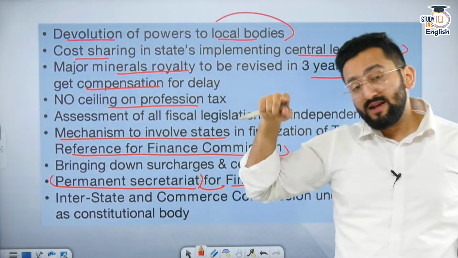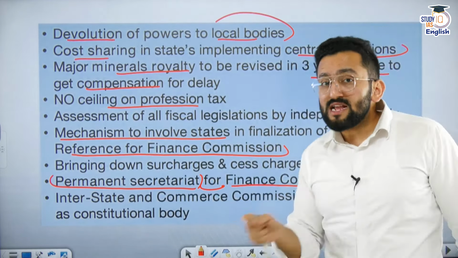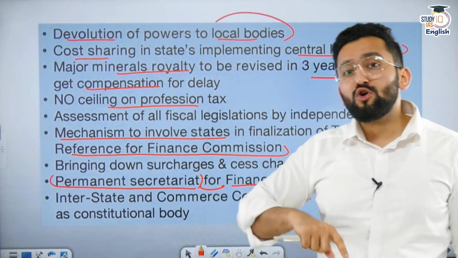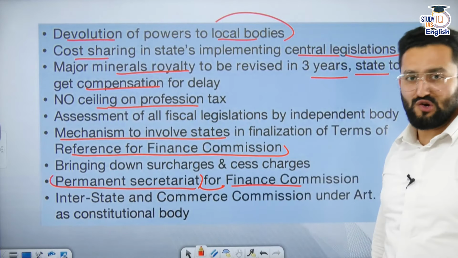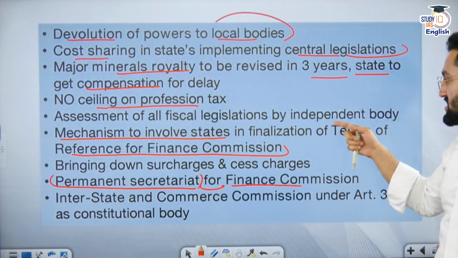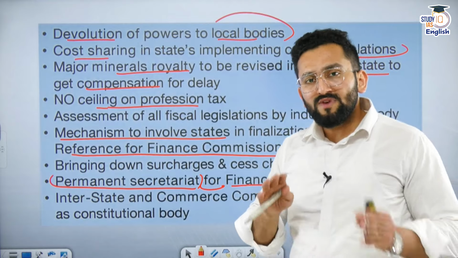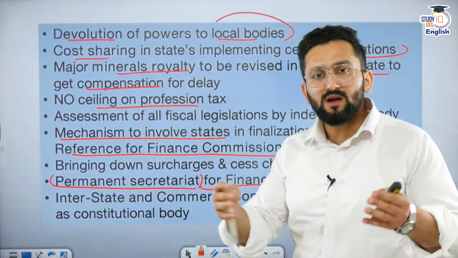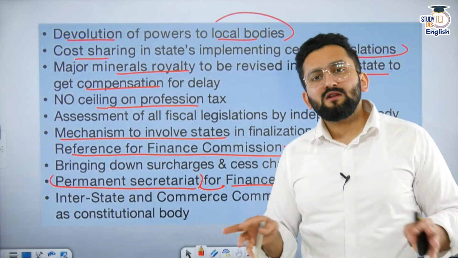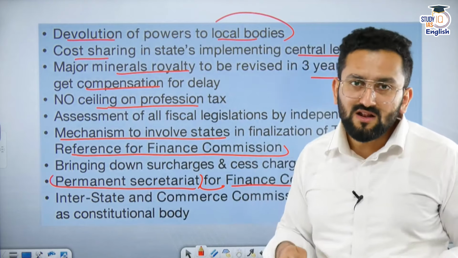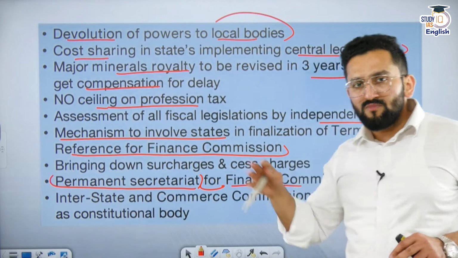When it comes to professional taxes, in the previous video when I was talking about the financial aspect of center-state relations, I told you that professional tax can be used by the state, but the limitation is not more than 2,500 per annum. So Punchi Commission said no ceiling should be there on professional tax. Assessment of all fiscal measures by an independent body. When I say fiscal, I'm talking about 2 things. Number 1, imposing of taxes, means revenue collection, and number 2, expenditure. Since fiscal policy of the center is going to have impact on states as well, there should be an independent body to actually assess these fiscal related bills.